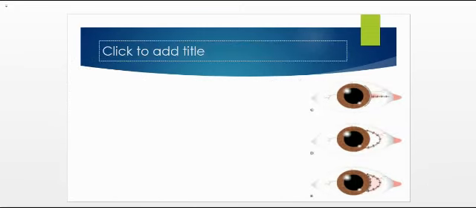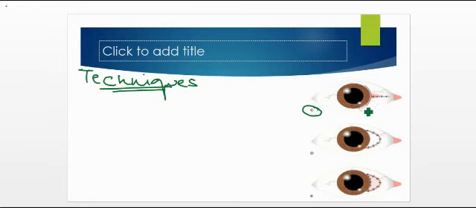So let's look at the techniques. What are the techniques? If you look at this picture, see here, this is the first technique. I did a simple excision.